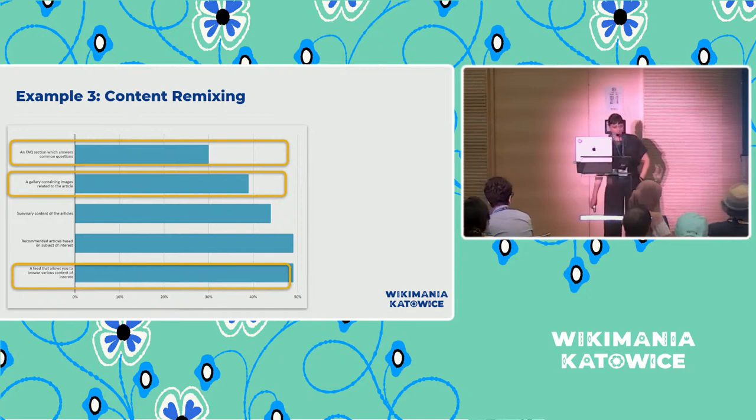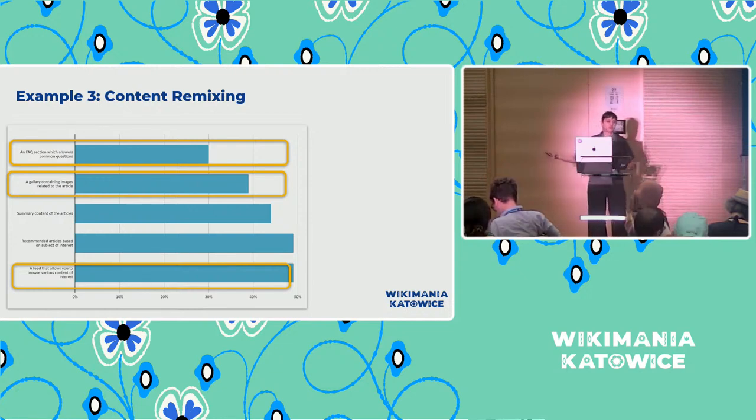All right, and the last one is this idea of content remixing. We've provided some ideas, but this is a very wide area of ideas and of potential features. So this can go from an FAQ section, or being able to pull information from multiple articles that you can study from or read from or reference at the same time. It can be really focusing on galleries and focusing on images. It can mean a lot of things.